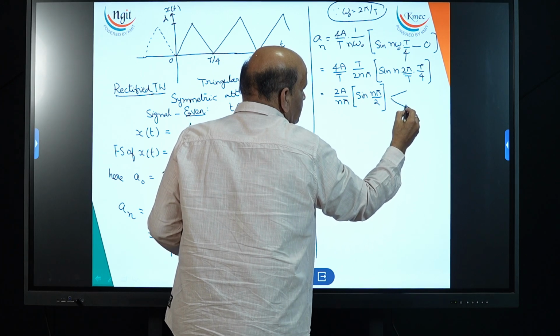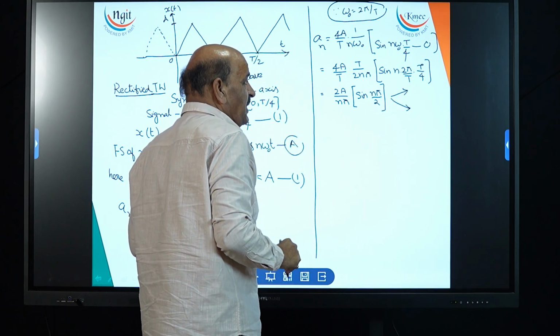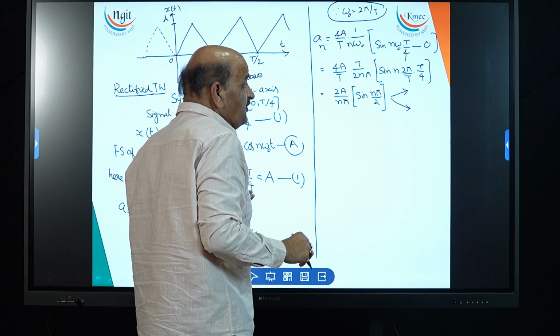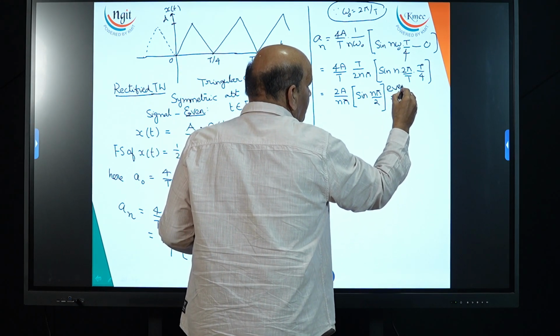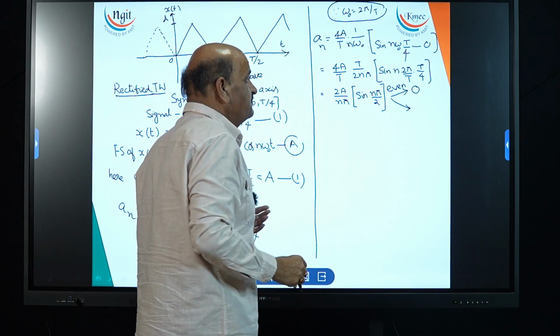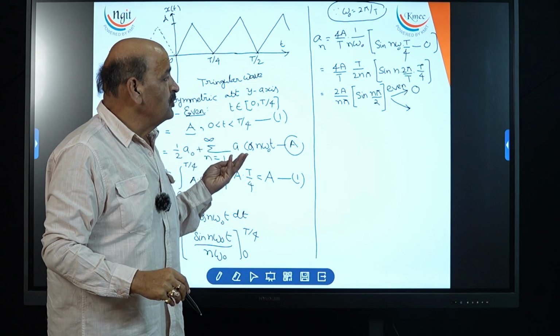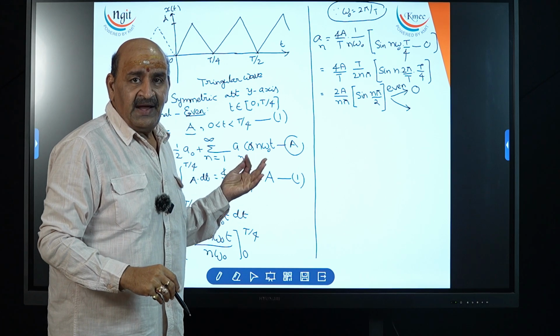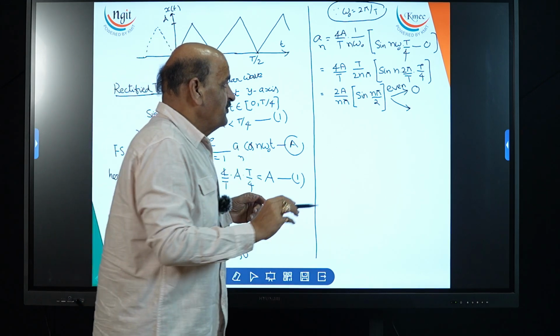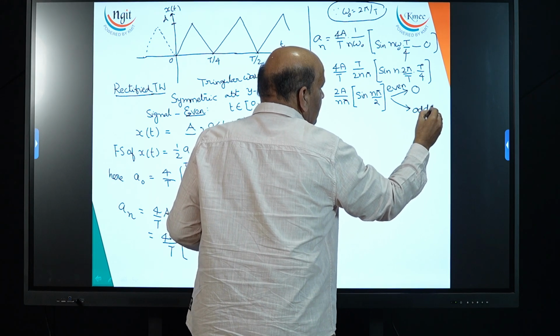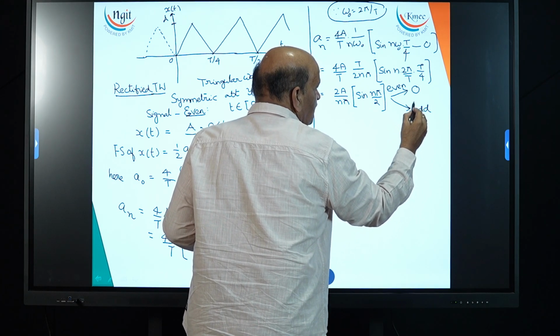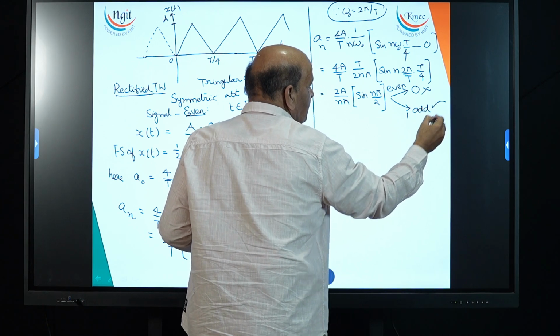Here we have to write two cases. Sin n pi by 2: if n is even, its value equals 0. That means n equal to 2, 4, 6, 8, 10, its value equals 0. So don't consider that. We have to consider n equal to odd only. If odd, its value equals 1. This is not considered, this is considered.